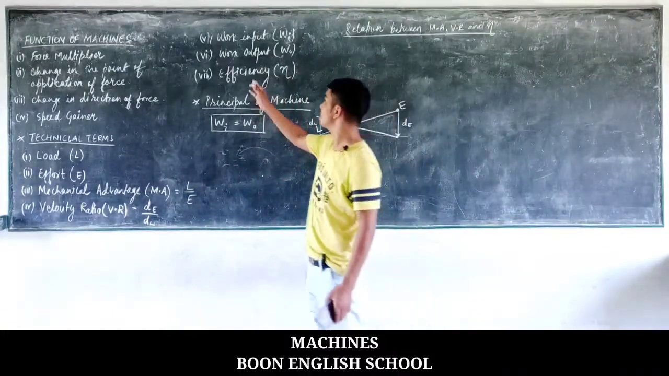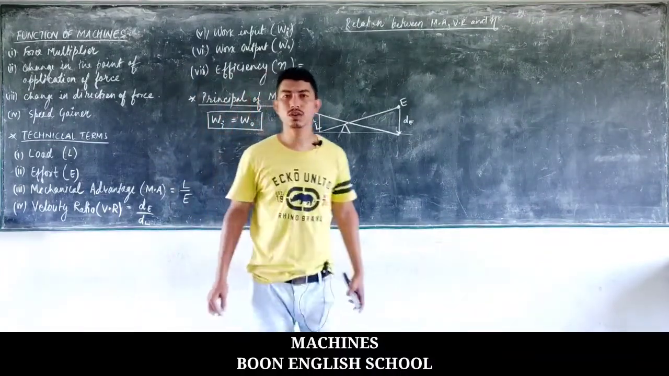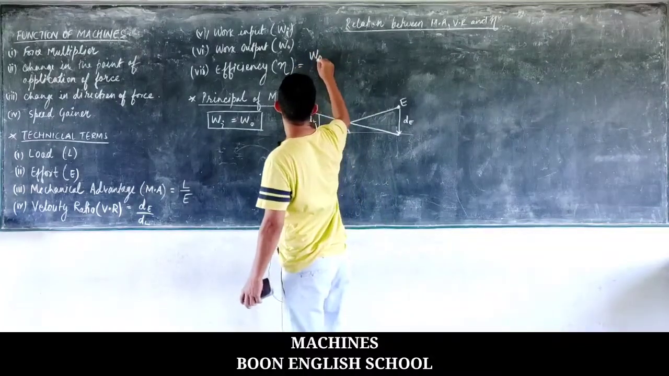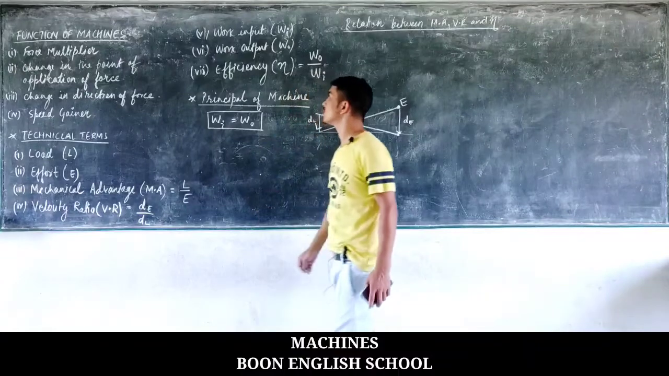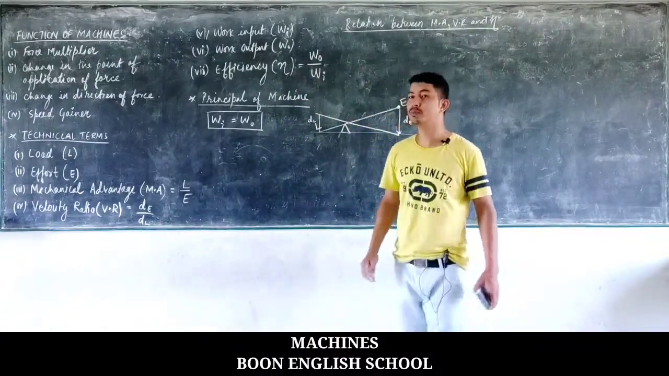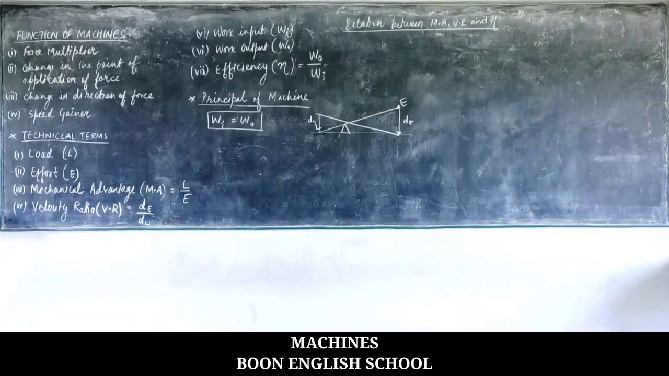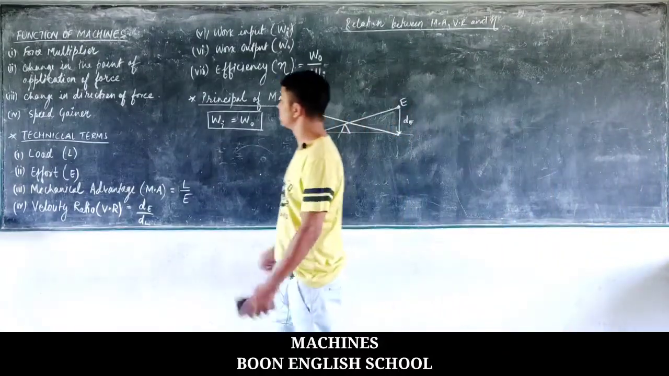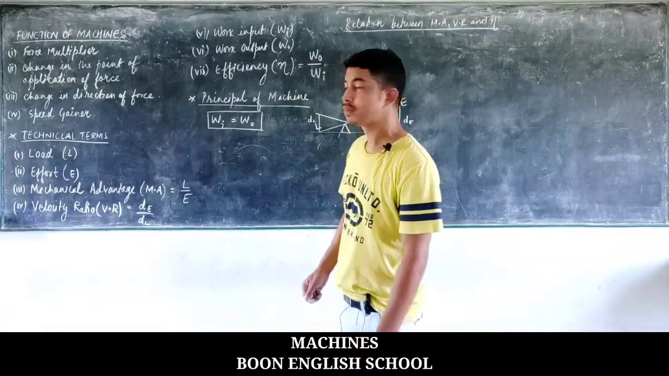And finally we have the efficiency. What is the efficiency? The efficiency is the ratio of the work output to the work input. So the definition of efficiency is the ratio of the work output to the work input. So these are the seven terms, very important from the examination point of view as well.